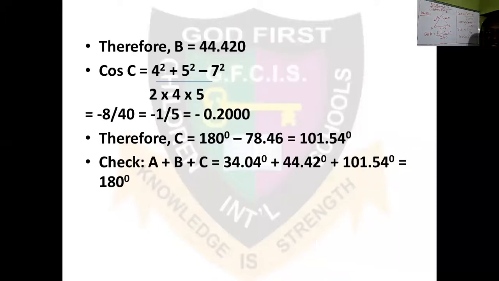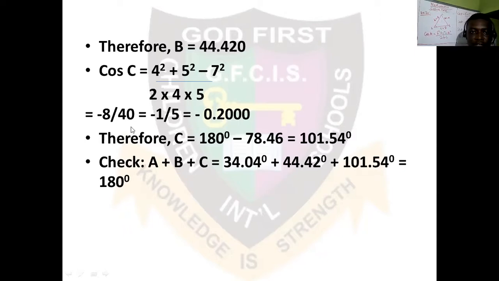The same thing for C. Do the same thing. 4 squared plus 5 squared minus 7 squared, over 2 times 4 times 5. You get a negative value, minus 8 over 40. Divide, you get minus 0.2. Look for the second function of cos on your calculator, which is called arc cos or inverse cos. That's inverse cos of minus 0.2000, and you get 101.54.